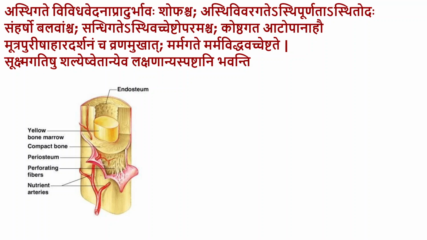And whenever there is an adynamic stage, the paralysis, the prognosis is poor and suggests a more severe involvement of the pathology. Then mutra purishaha darshanam jabranamukhat, if there is a penetrating injury, the contents of the viscera may be flowing through as such. Marmagate, marma vidhavata chestate. If there is an injury of the marma, the clinical features of the damage to the marma described in the marma sharira, they will be seen as such.